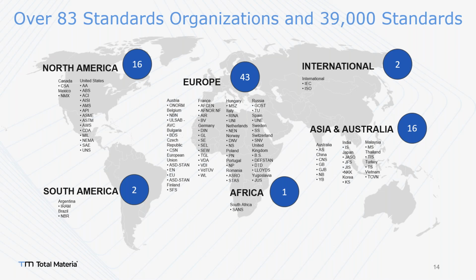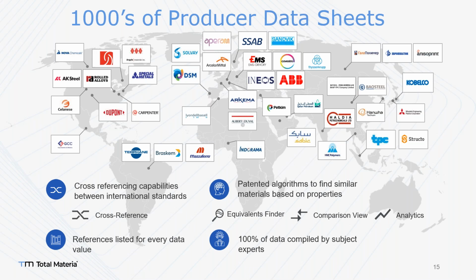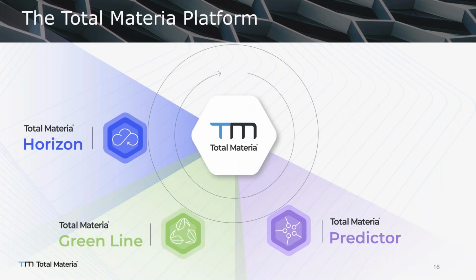That's what I do. So right now we're providing over 82 standards organizations and so much different material information worldwide, including thousands of producers' data sheets. These are some of the producers using Total Materia at the same time and providing their material information inside Total Materia. You have a lot of tools to filter this material information. Of course, this is Horizon a little bit. I didn't go into details, to be honest.